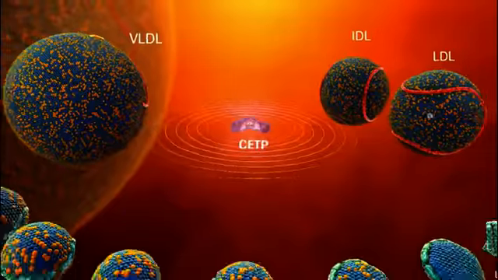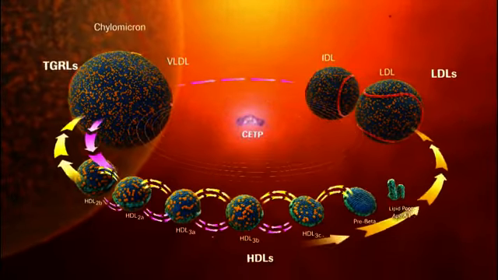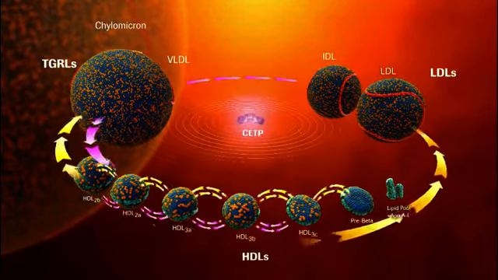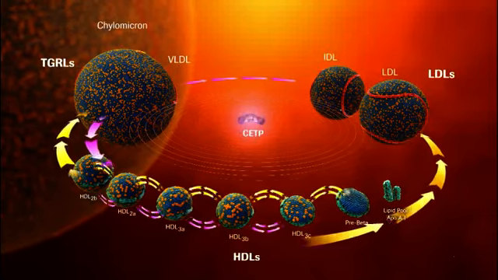CETP is a glycoprotein. It is synthesized mainly in the liver but also in adipose tissue, and it's attached to lipoproteins. CETP transfers lipids from one lipoprotein particle to another in a process that results in the equilibration of cholesterol esters and triglycerides between different lipoprotein fractions.